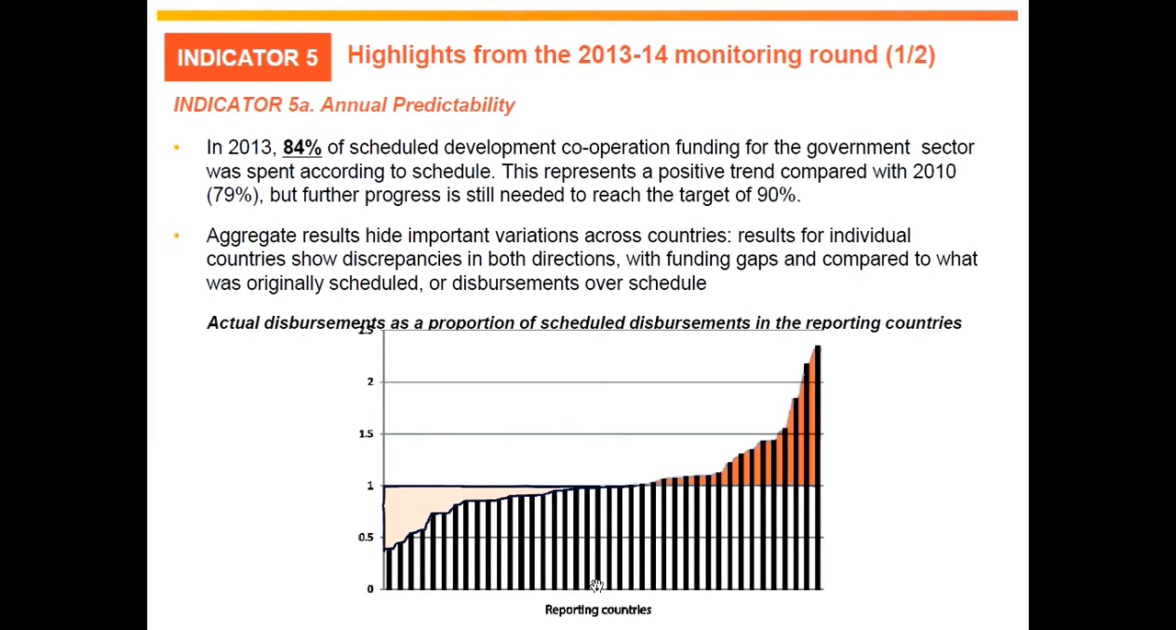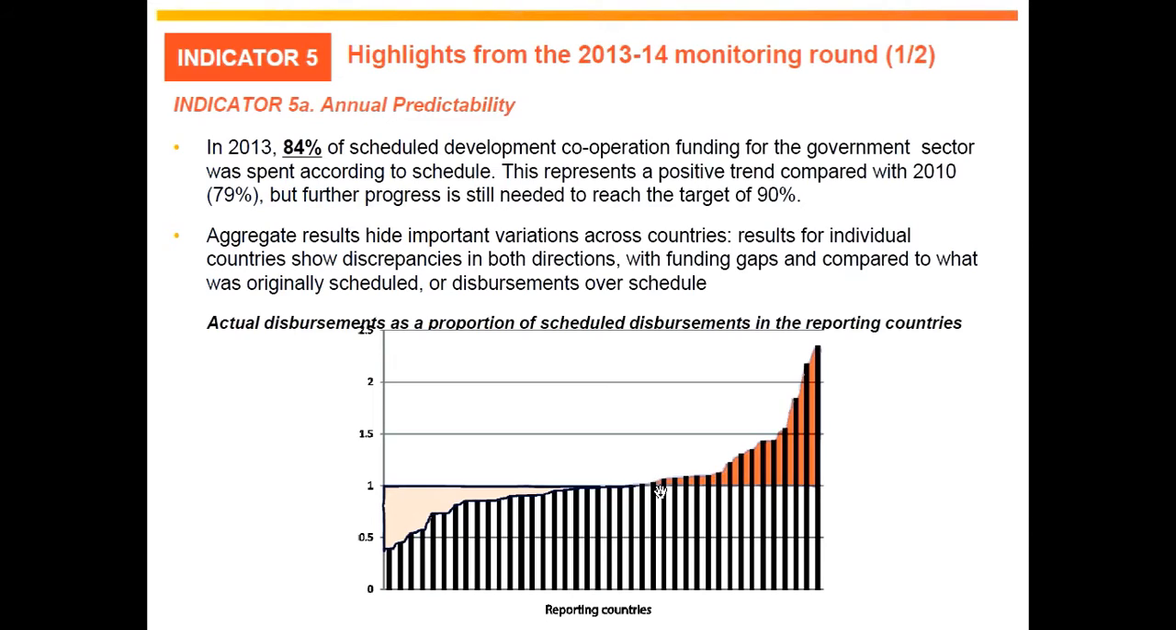So from the first monitoring round, from the last report, this indicator was collected, and we can see that 84% of scheduled development cooperation funding for the government sector was spent according to schedule. Okay, so this is a positive trend from the previous survey, from the 2010 survey on monitoring the Paris Declaration, where we had 79% for this indicator, but it still hasn't reached the target, which is 90%. So an important thing to note is you can look at this 84%, and it also looks quite good, but it's also hiding discrepancies among countries themselves for the indicator.